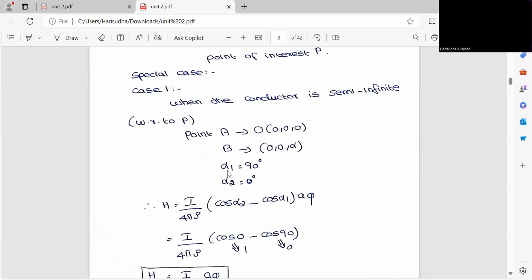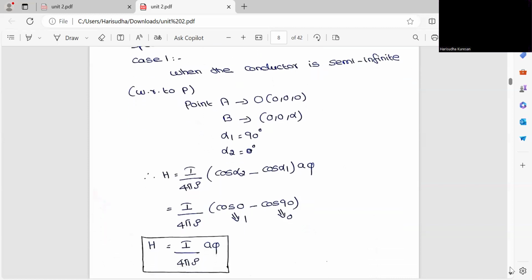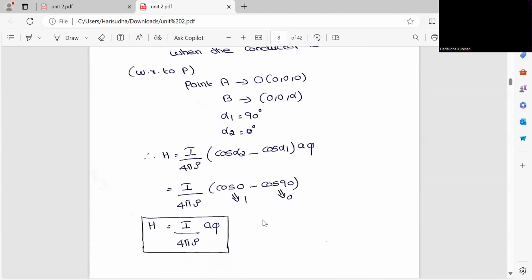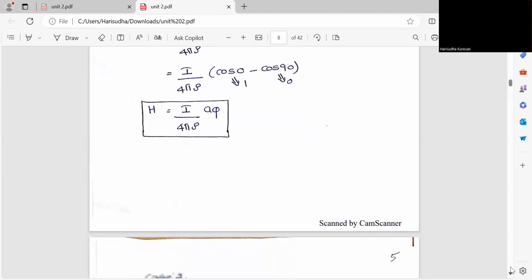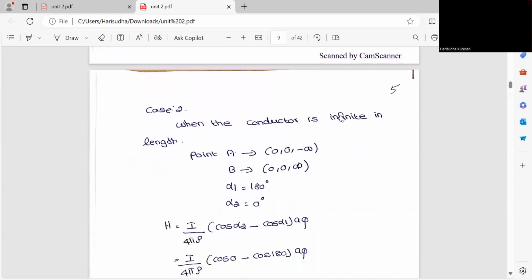My angle alpha 1 will be equal to 90 degrees and alpha 2 will be equal to 0 degrees. Substituting these alpha values in my magnetic field intensity equation, H is equal to I divided by 4 pi rho, cos alpha 2 minus cos alpha 1, a phi. When I substitute alpha 2 equal to 0 degrees and alpha 1 equal to 90 degrees, cos 0 will be equal to 1 and cos 90 will be equal to 0. Therefore, I'll get the magnetic field intensity H equal to I divided by 4 pi rho a phi for the semi-infinite line.